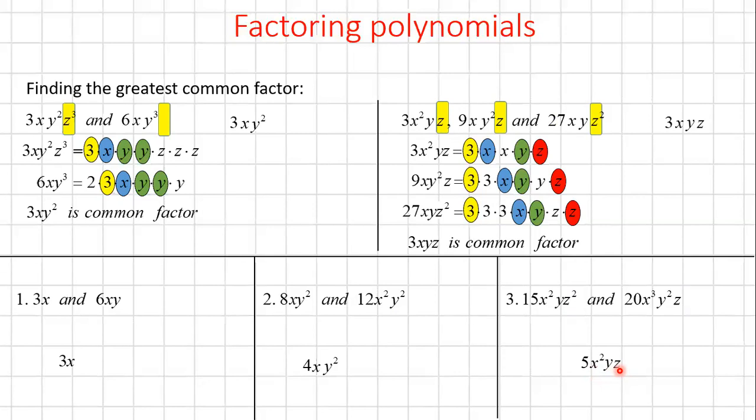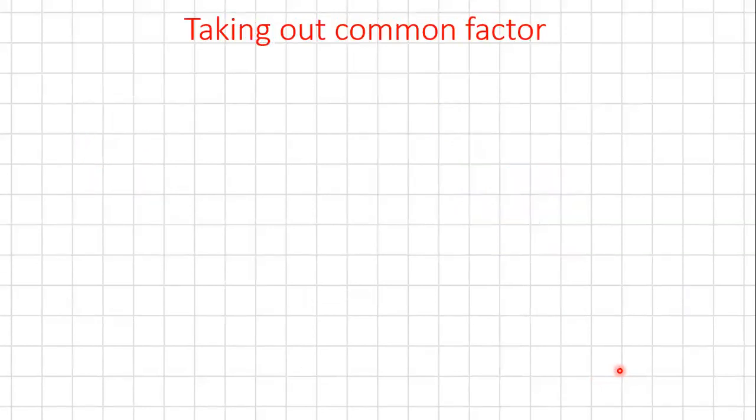Now, taking out common factor. Firstly, you should find the greatest common factor, and after that take it out of brackets. Look at this example, 3x squared plus 15x. Let us find the greatest common factor. As you know, the greatest common factor of 3 and 15 is 3. X squared and x is x.